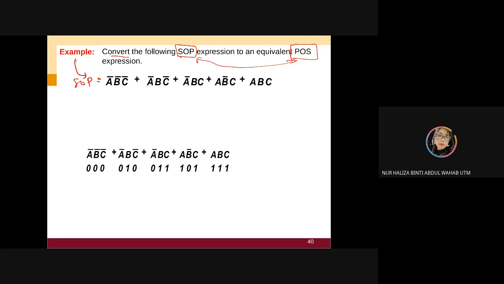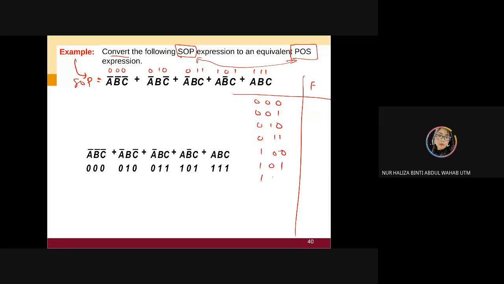Directly, you can see, when your output is 0, 0, 0, 0, 1, 0, 0, 1, 1, 1, 0, 1, 1, 1, 1. I'm going to get 1. 0, 0, 0, 0, 1. 0, 1, 0, 0, 1, 1, 1, 0, 0, 1, 0, 1, 1, 1, 0, 1, 1, 1. Now this is 1, this is 1, this is 1, this is 1, this is 1. The rest will be 0.